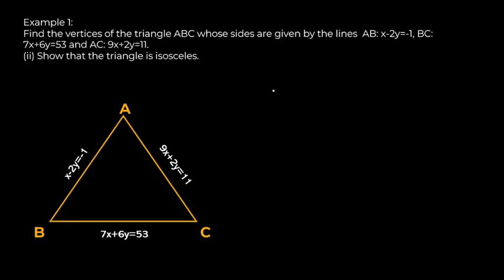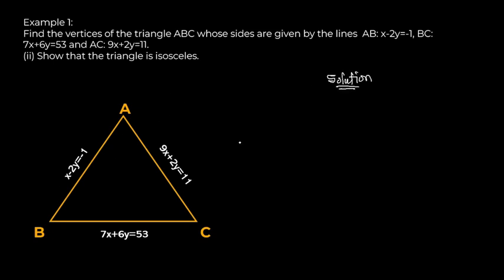So let's start by looking at some examples. Example number 1. We are to find the vertices of a triangle ABC whose sides are given by the lines AB, x minus 2y is equal to -1, BC, 7x plus 6y is equal to 53, and AC, 9x plus 2y is equal to 11. We are to show that the triangle is isosceles. Right, so let's go ahead and write down the solution for this problem.